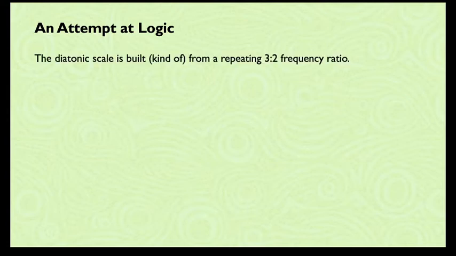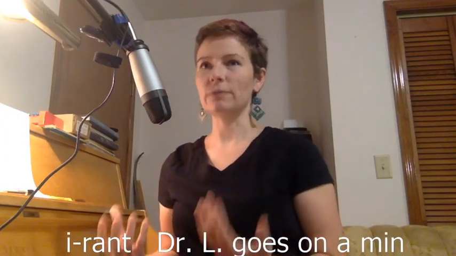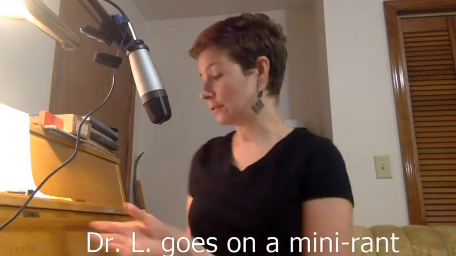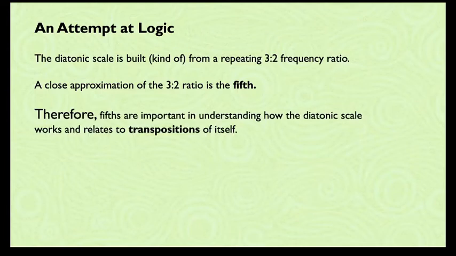Now let's make an attempt to be very logical about key signatures and how they work. We know that in some way the diatonic scale is built by making a pile of 3:2 frequency ratios and collapsing them into a pattern that fills an octave. Just to be real clear here, Pythagoras did not invent the diatonic scale. Many cultures throughout millennia have spontaneously developed the diatonic scale completely on their own. We also maybe know that the 3:2 frequency ratio is roughly equivalent to an interval called a fifth.